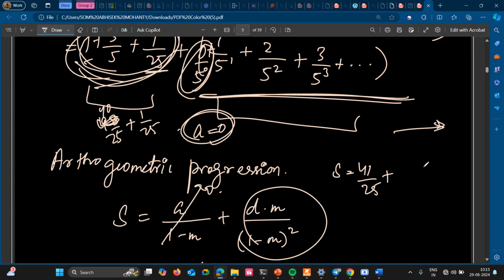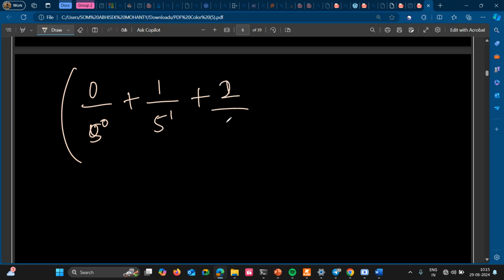What is D? This is a mixture, as I said, of geometric progression. Okay, no, sorry, my bad that I told this one is arithmetic. This is the arithmetic and geometric progression. How will you know this is an arithmetico-geometric progression? This is simple. See, 0 over 5 to the power 0, 1 over 5 to the power 1, 2 over 5 squared, 3 over 5 cubed. It will go on like this.